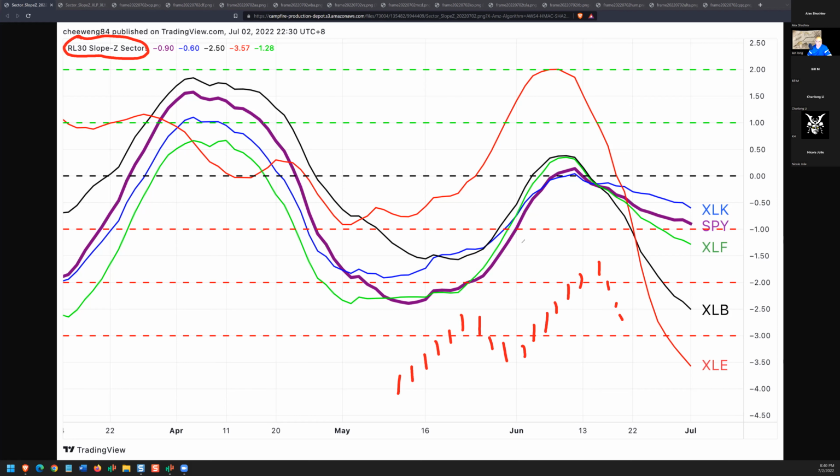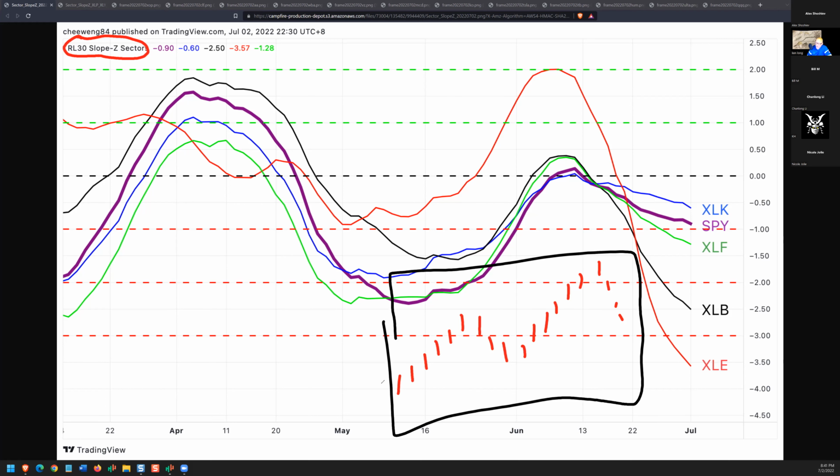So we got some new folks in here tonight. You take 30 bars and you find the regression line, the RL30. That's the best fit line for all that data. It's the one that minimizes the distance, the error from the regression line. So it's the best single straight line description of that price trend.